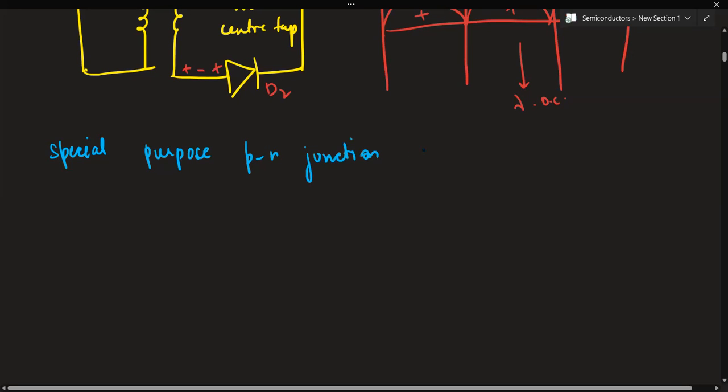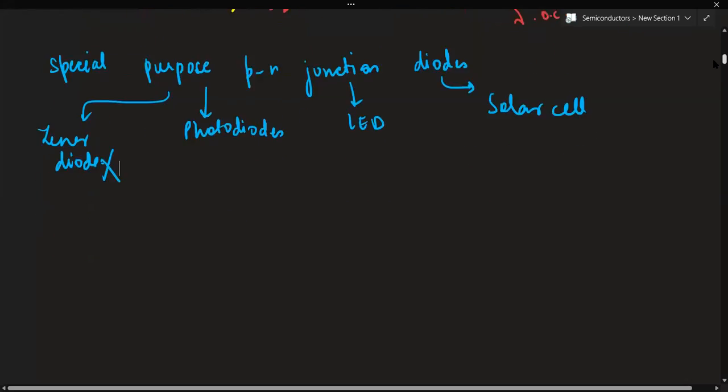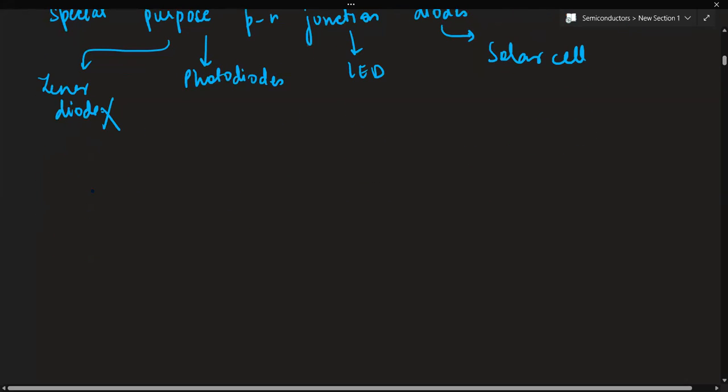Special purpose PN junction diodes. So see, in this you have Zener diode, you have photodiodes, LEDs which you are aware of, and solar cell. Now see, Zener diode, which was a very broad topic, has been deleted from your syllabus. So now you only have to remember the graphs and very few details of photodiodes, LED and solar cell.